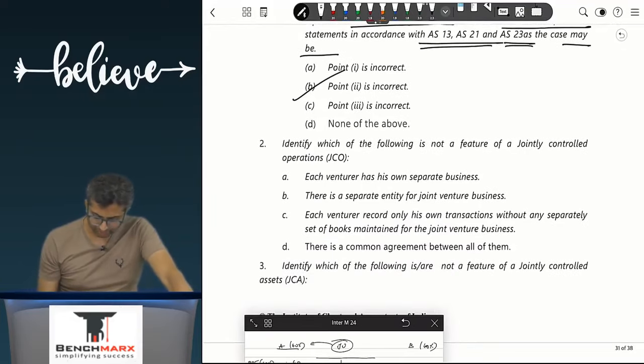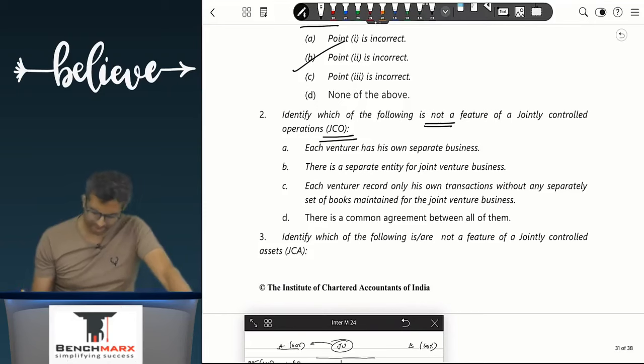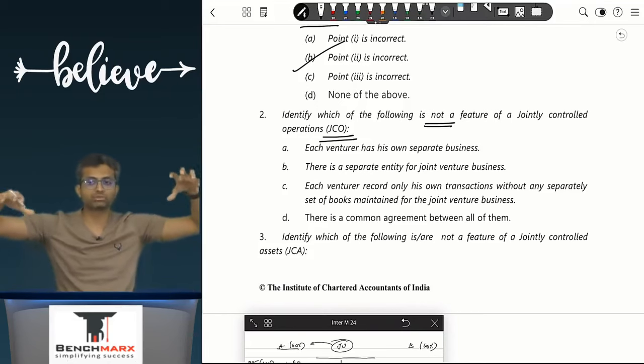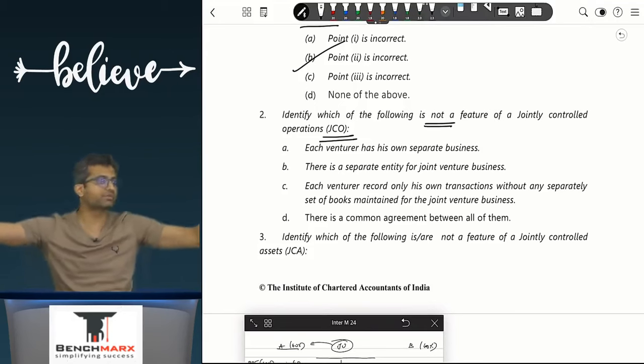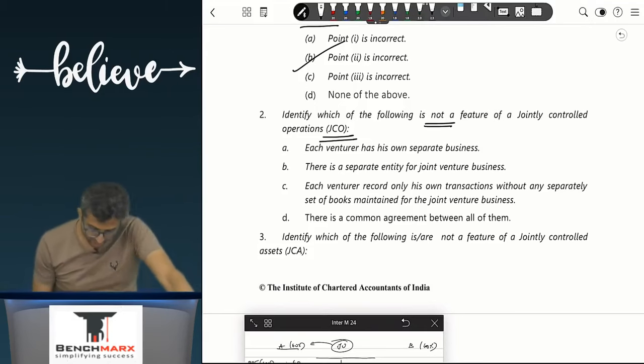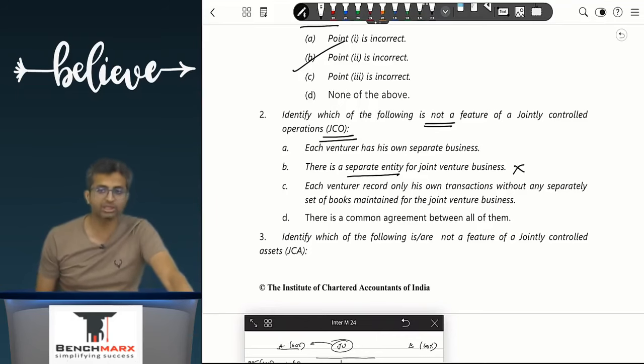Identify which of the following is not a feature of a jointly controlled operation. Not a feature. Each venturer has his own separate business. Jointly controlled operation is like having a partnership with a CFA or a CMA institute. There's a separate entity for joint venture business? No. So this is clearly not a feature. You can review the other things as well.